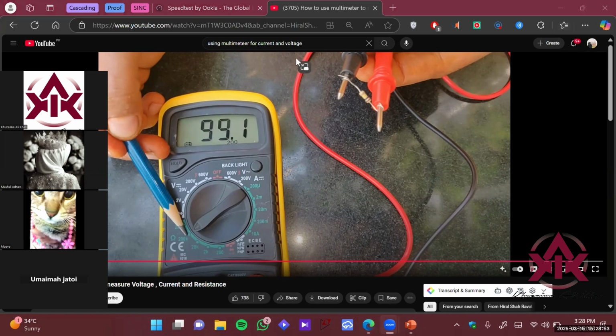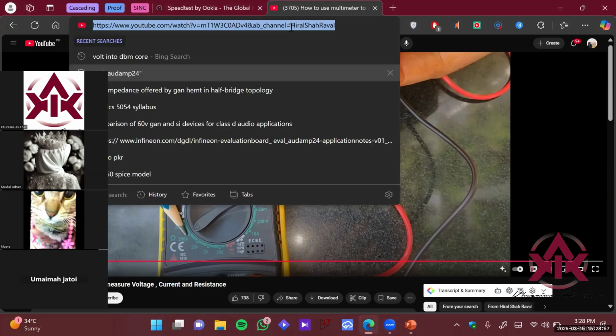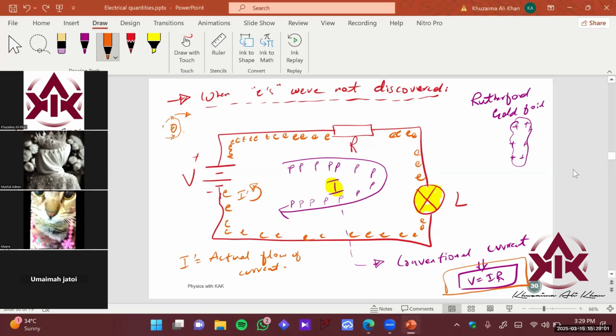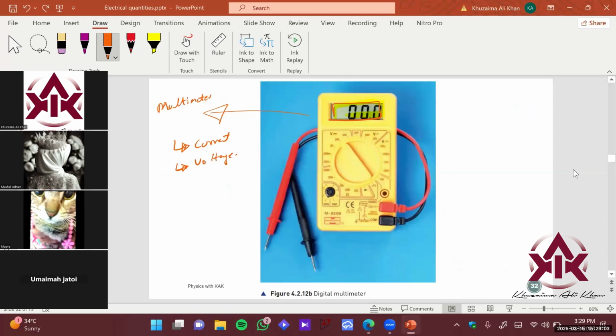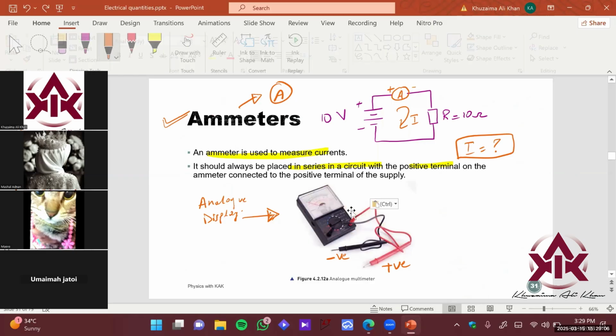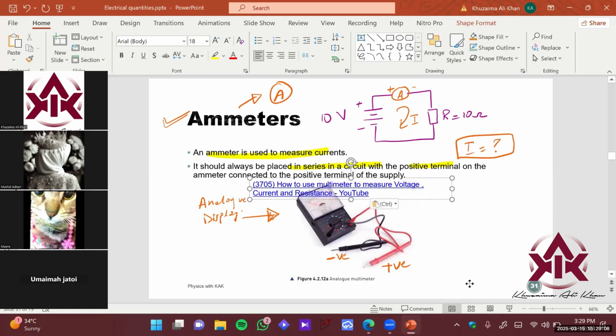How do you use a multimeter? This video was pretty good. It covered everything which we'll cover in a while: what resistance is, how you measure it, and so on. So let me place it here so that you can get an idea by preparing this video.